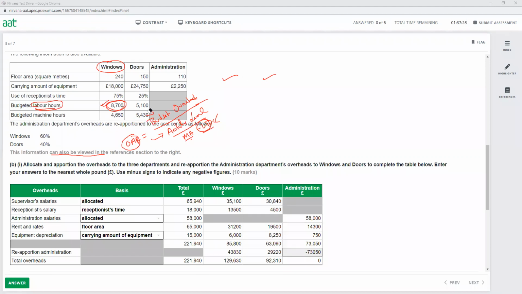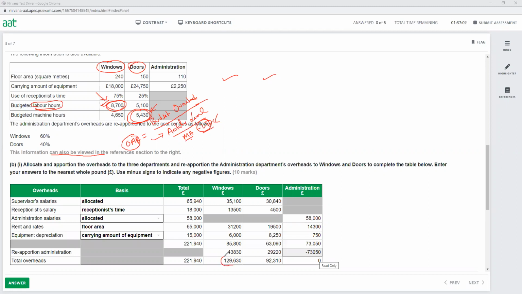Be very careful with this question because we need to know, is this business with the machine or labor? If we need more machine, then we follow the machine. If we need more labor, then we follow the labor. So for the door, we follow the machine hour, and for the window, we follow the labor hour. So let's have a look. What is the overhead absorption rate for the window?